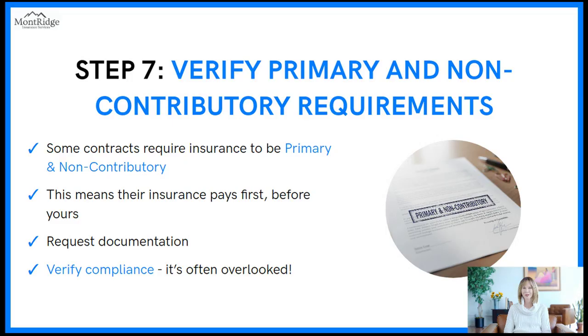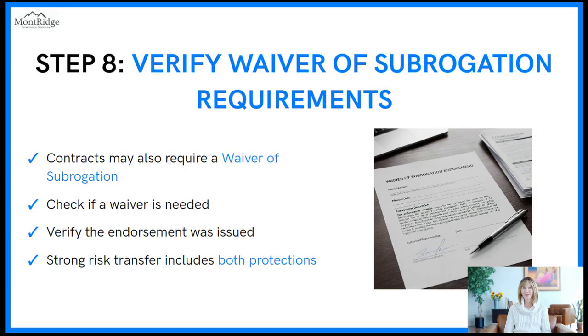Step 7. Verify primary and non-contributory requirements. Some contracts require insurance to be primary and non-contributory. This means their insurance pays first before yours. Request documentation. Verify compliance. It's often overlooked. Step 8. Verify waiver of subrogation requirements. Contracts may also require a waiver of subrogation. Check if a waiver is needed. Verify the endorsement was issued. Strong risk transfer includes both protections.